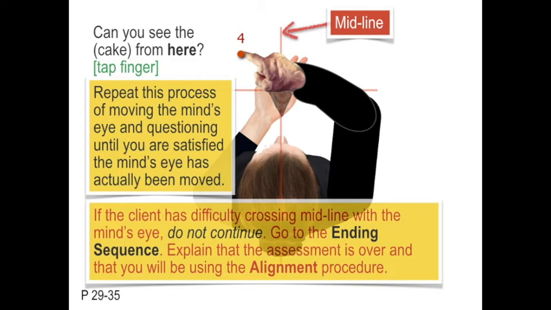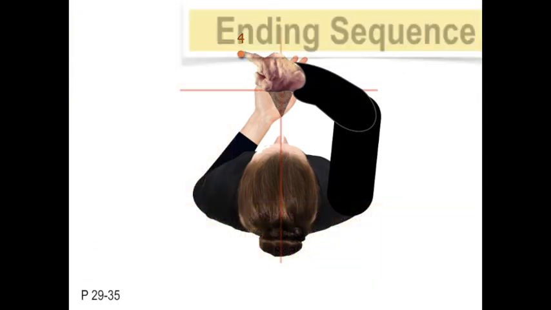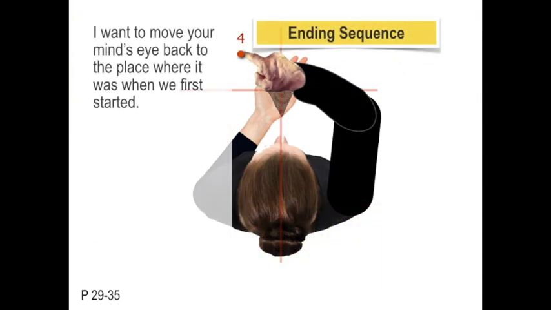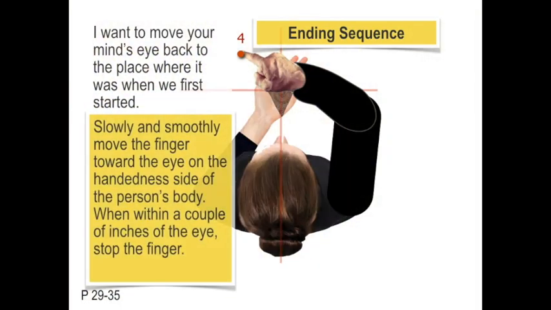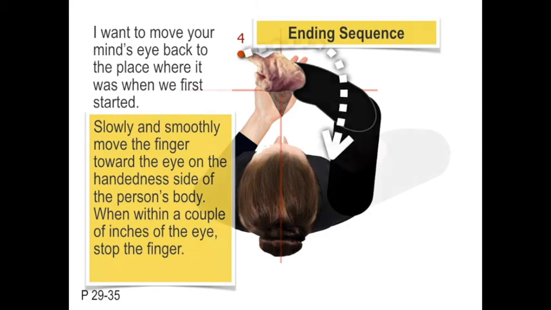Explain that the assessment is over and that you will be using the alignment procedure. Ending sequence. I want to move your mind's eye back to the place where it was when we first started. Slowly and smoothly move the finger towards the eye on the handedness side of the person's body. When within a couple of inches of the eye, stop the finger.